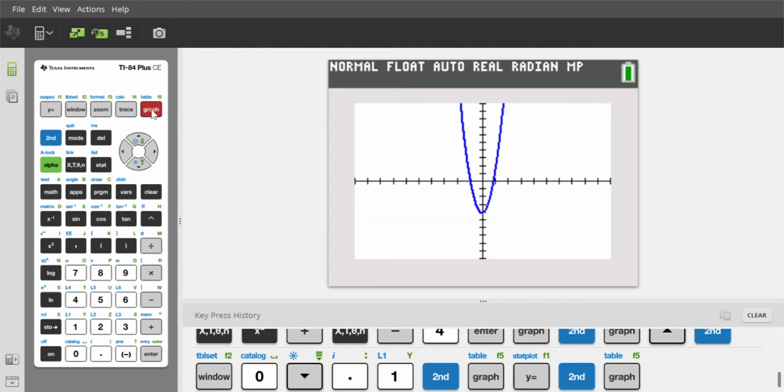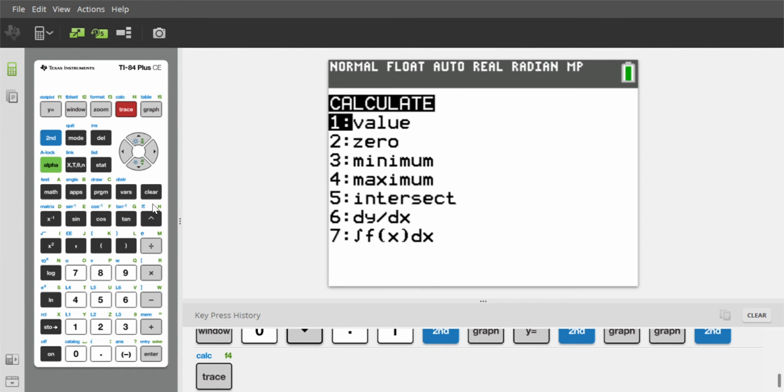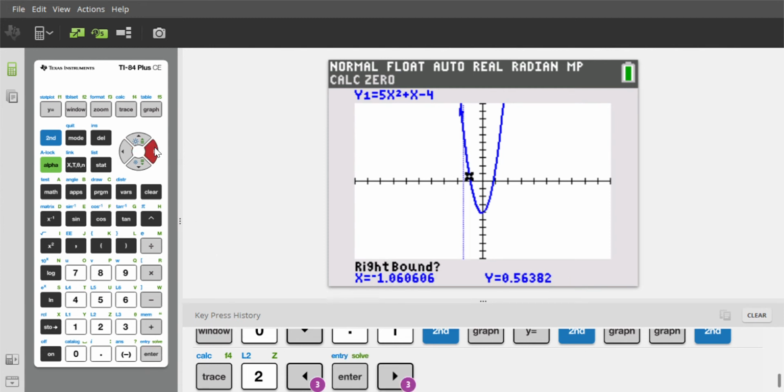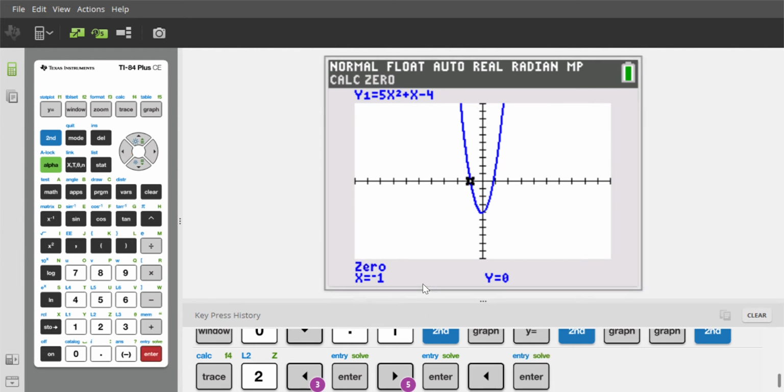Now, if I would like to go graphically, I'm going to calculate, second trace, zero, choosing 2. I'm going to get to the left of the 0, push enter. Get to the right of the 0, push enter. And I'm going to shimmy back to where I think it is, push enter. Notice x equals -1. That's this 0, the place where the function crosses the x-axis.